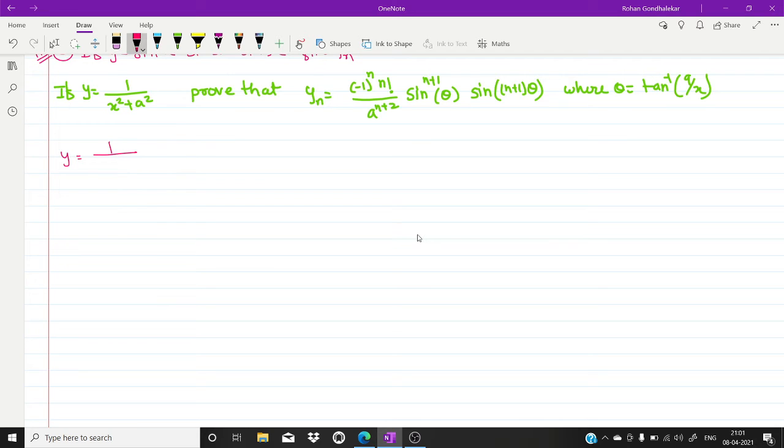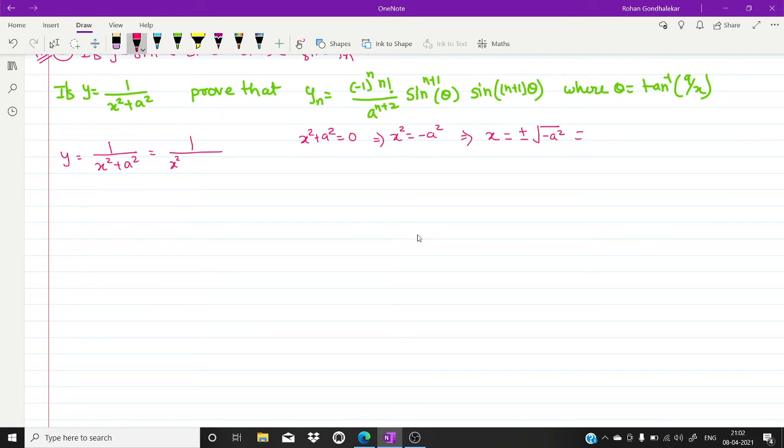y is equal to 1 upon x square plus a square. Whenever terms of the kind x square plus a square are present, it is definitely factorized. I will show the factorization separately. x square plus a square is equal to 0. This implies x square is equal to minus a square. Taking the square roots on both sides, we have x is equal to plus or minus square root of minus a square.